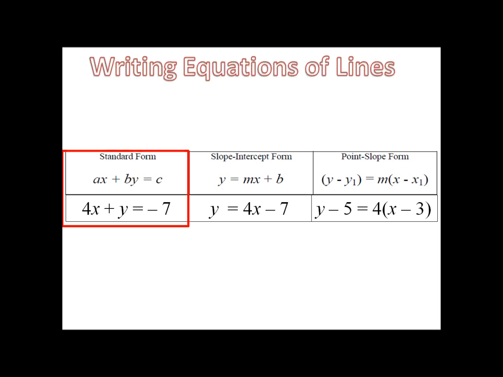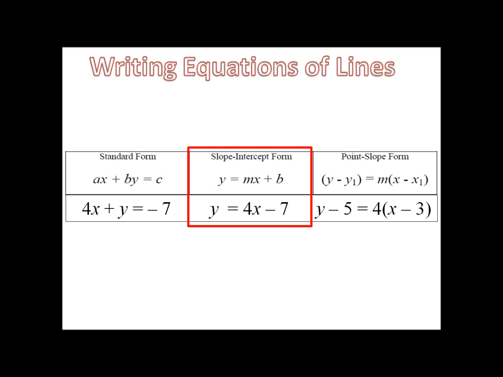Today we're going to talk about writing the equation of a line. There are several different formats that the equation of a line can take on. The first of those is called standard form. It looks like ax plus by equals c. For instance, 4x plus y equals -7. An equation written in standard form has the x and y on the left-hand side and the constant on the right.